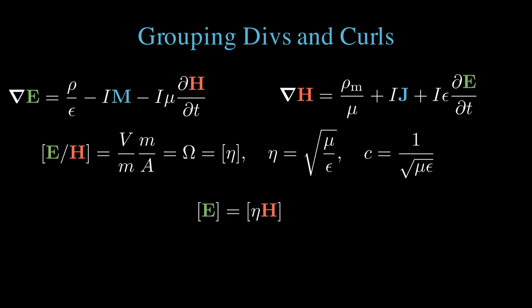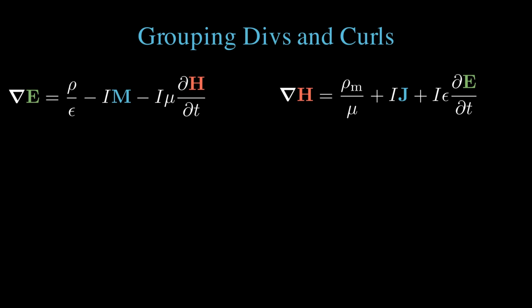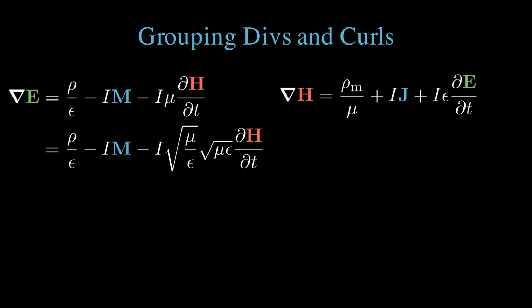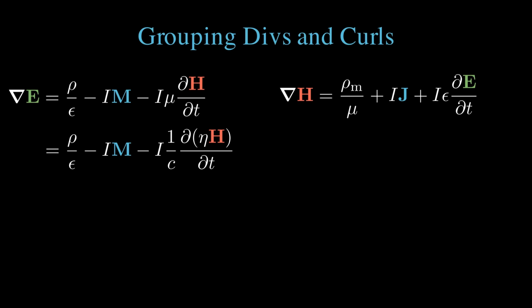We'll use eta H as the redimensionalized magnetic field, so that both electric and magnetic field components of our total electromagnetic field have units of volts per meter. In our electric field gradient equation, we can rewrite mu as the square root of mu over epsilon times the square root of mu epsilon. This is eta over c. We'll see that we want to treat the magnetic field as a bivector instead of a vector, so we group together I eta H as our magnetic bivector field variable.